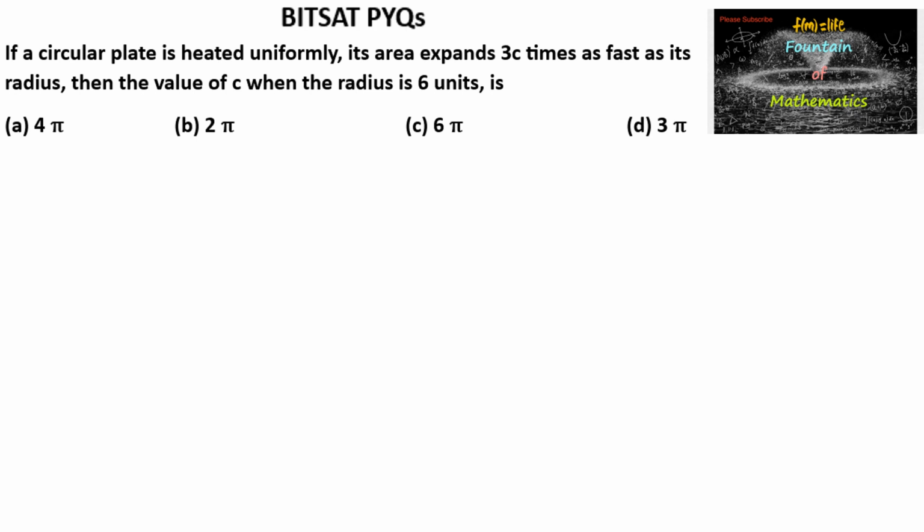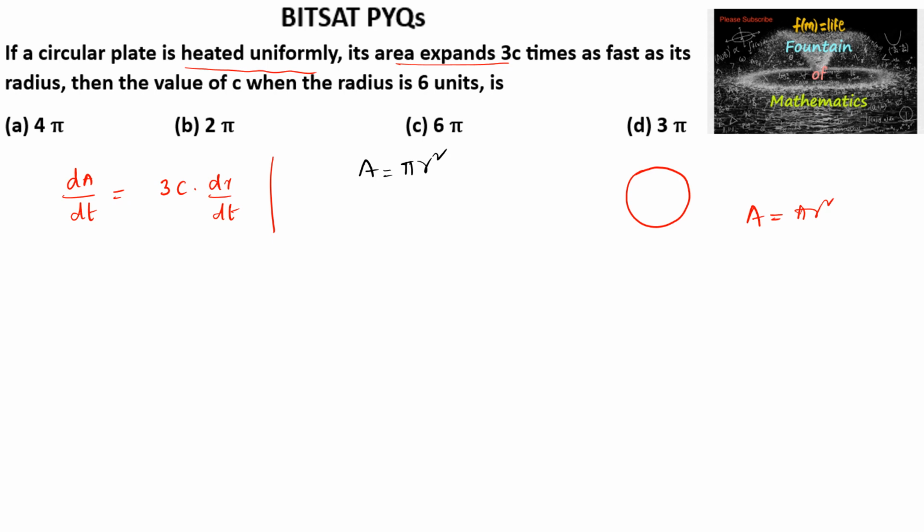Given a circular plate is heated uniformly, its area expands. Area of circular plate will be pi r square. If A, capital A, is the area and r is the radius, and it expands 3c times as fast as its radius, so given that dA by dt is equal to 3c times dr by dt. Since we know the area of circle is pi r square, differentiating, dA by dt is equal to pi into 2r into dr by dt.